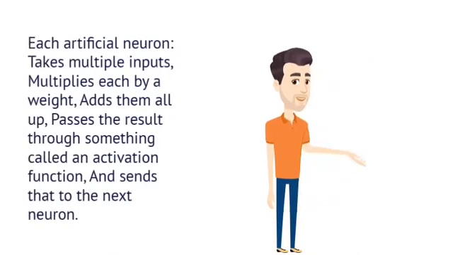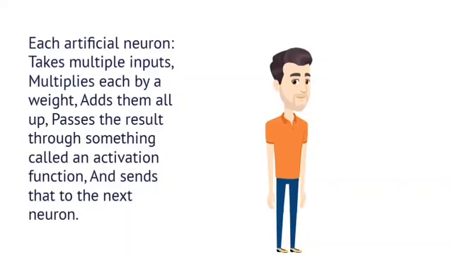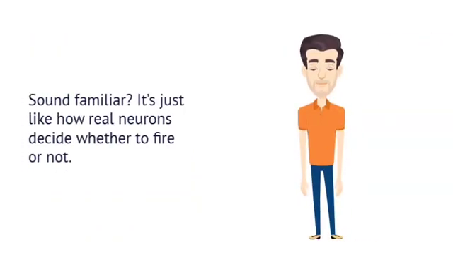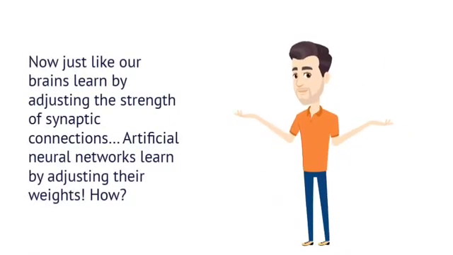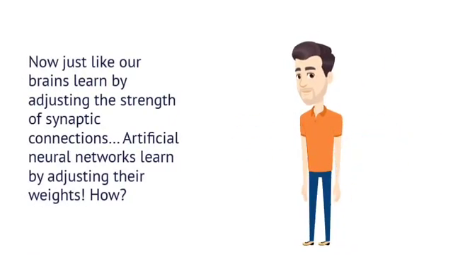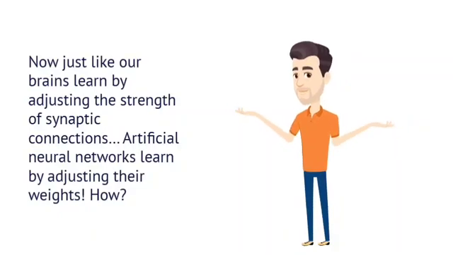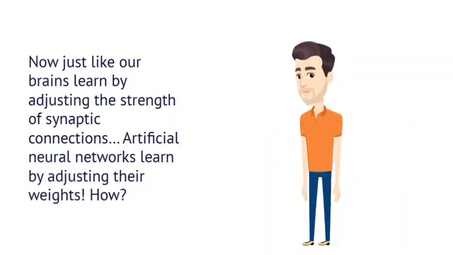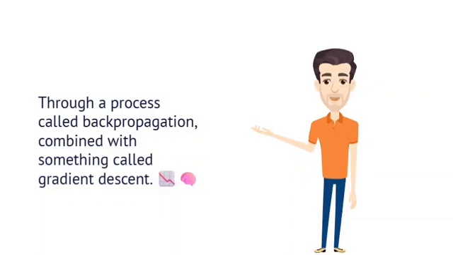Each artificial neuron takes multiple inputs, multiplies each by a weight, adds them all up, passes the result through something called an activation function, and sends it to the next neuron. Sound familiar? It's just like how real neurons decide whether to fire or not. Now, just like our brains learn by adjusting the strength of synaptic connections, artificial neural networks learn by adjusting their weights. How? Through a process called backpropagation, combined with something called gradient descent.